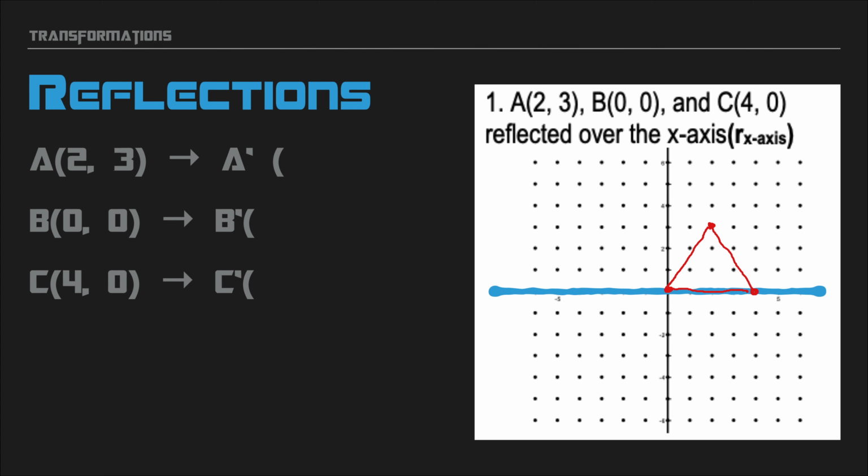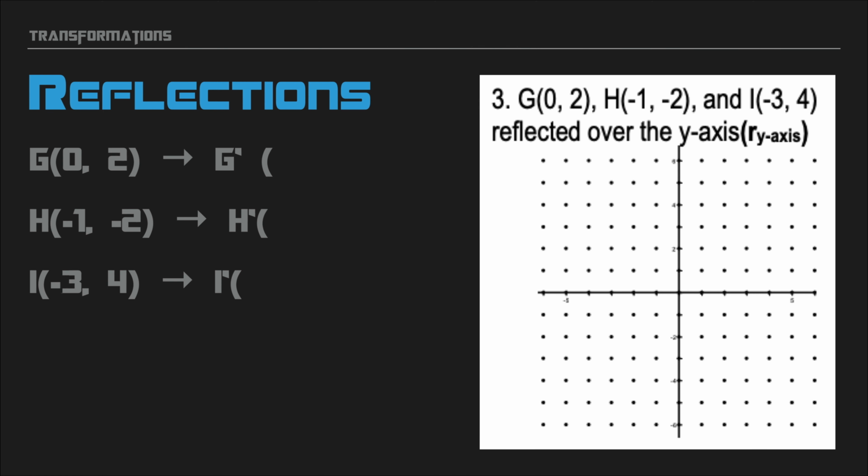So, but for the third point, this was at 2, 3. But if it's reflecting, it goes down 1, 2, 3, and then down 3 again to here. So there we go. So our points are 2, 3 became 2, negative 3. 0, 0 did not move. And 4, 0 also did not move because it was on the line of reflection. All right, let's try another one.